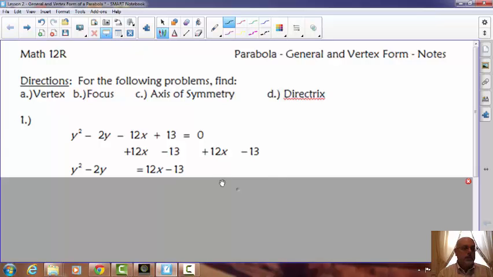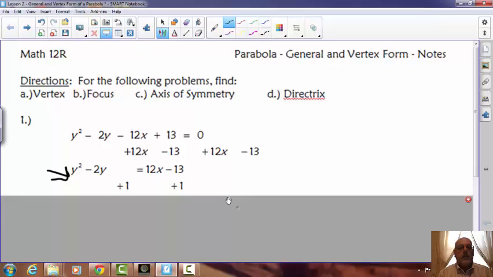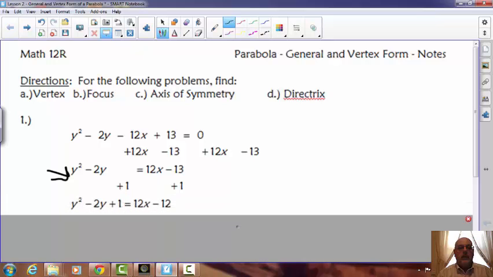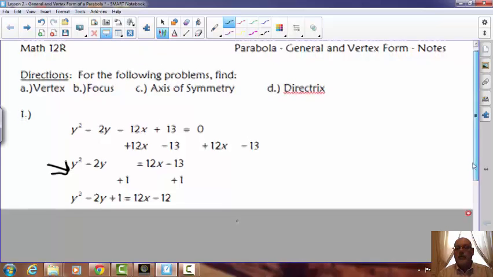Now we need to complete the square here on the y side. So we have to think of what we need to add to complete the square on that side. I'm drawing with the tablet, by the way. Anyway, you need to add a 1. So we add 1 to both sides, and we have y squared minus 2y plus 1 equals 12x minus 12.